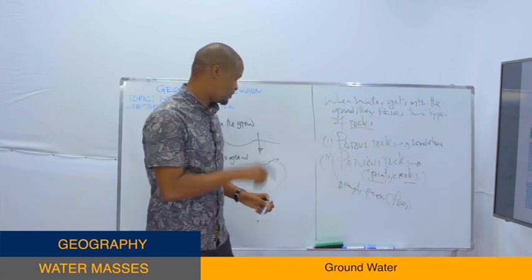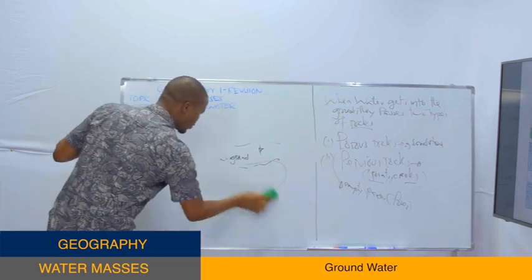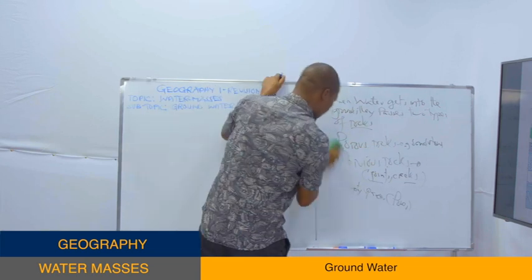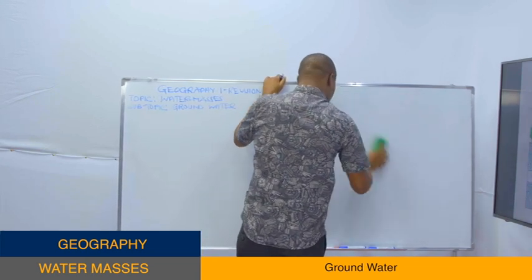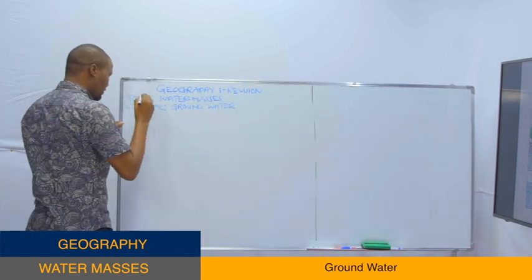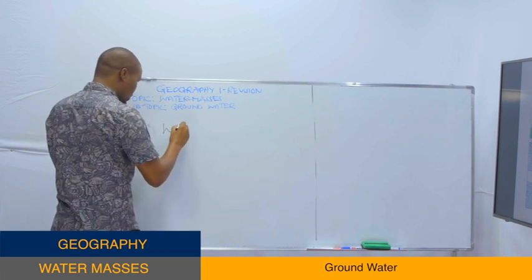Then from there, we have some terminologies that I'm sure we may find when learning about underground water. We have some terminology which are very important. The first terminology is what we call the water table.